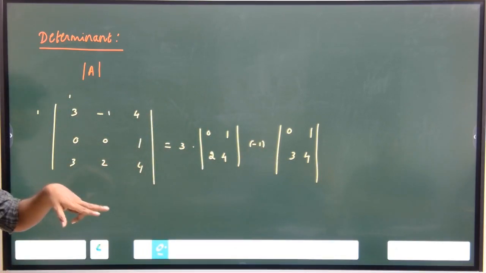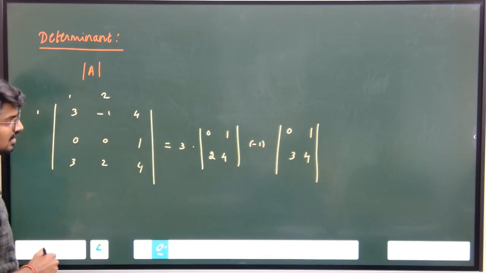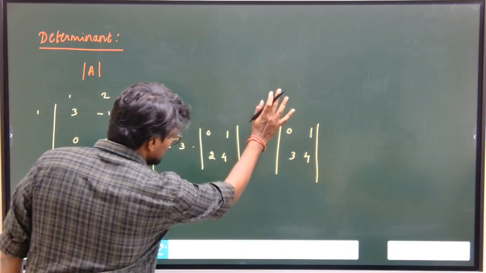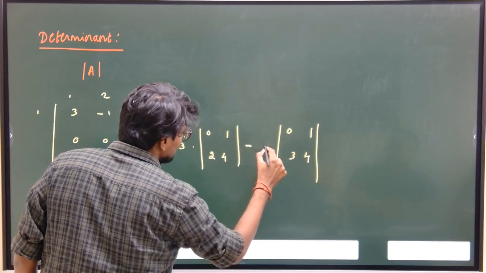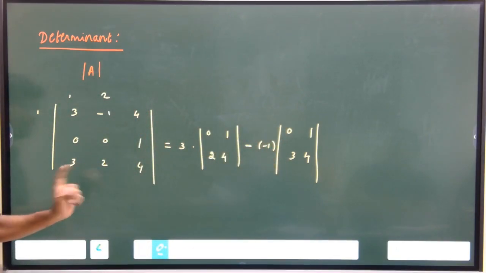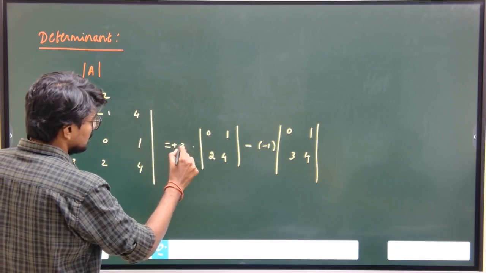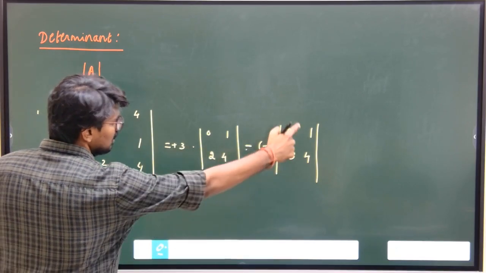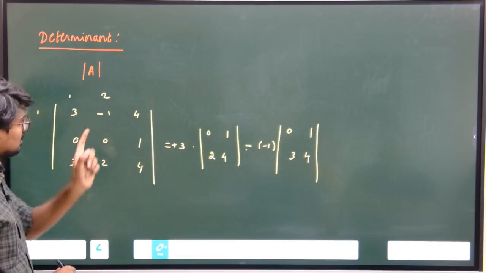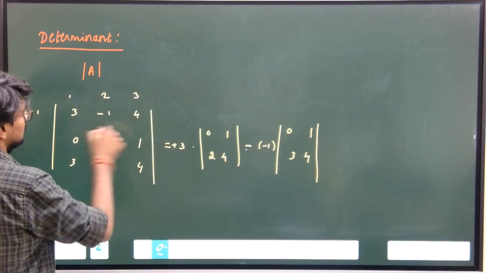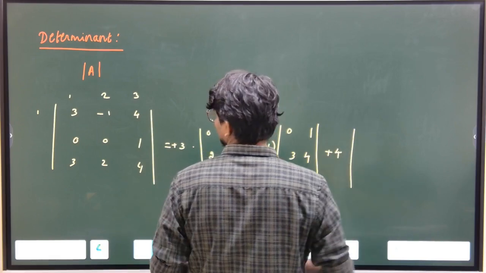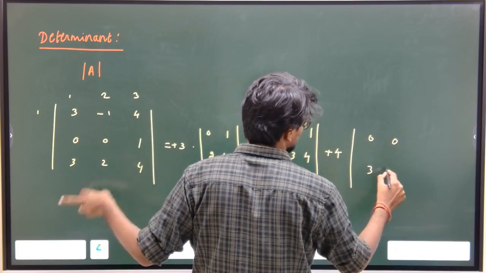I want to multiply with cofactor. So first row, second column, cofactor will be minus of minor. So I need to add minus here, but minus into minus will become plus. This minus is coming into play because minor multiplied with minus will give me the cofactor. Third, first row third, that will be plus only, plus 4 into the minor 0, 0, 3, 2.